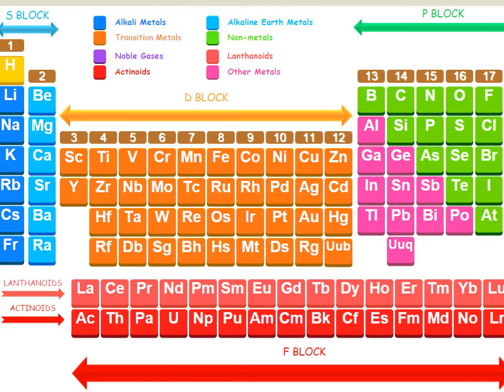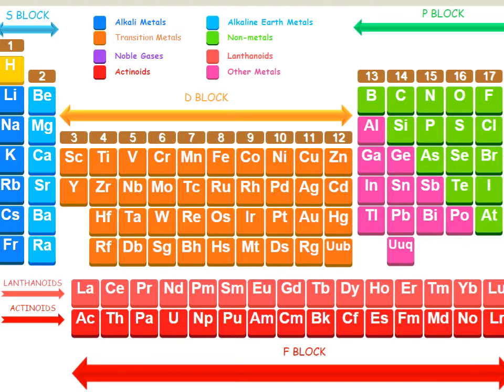Talking about P block elements, the last electron in the P block elements is filled in the P subshell. The P block contains elements of group 13, 14, 15, 16, 17 and 18. Students, these P block elements are also called the representative elements. As you can see, the P block consists of metals, non-metals and metalloids as well.